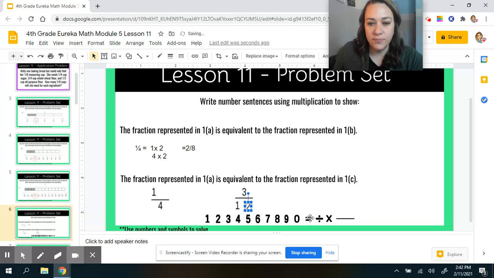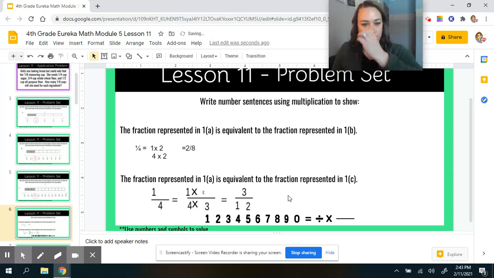So we can prove by multiplying our numerator and denominator by the same number. So 1 times what gets me 3? 1 times 3. And then 4 times 3. Oh my goodness, you guys. I made that 3 up top backwards. I don't know if you can see it or not. And then 4 times 3 gives us 12.